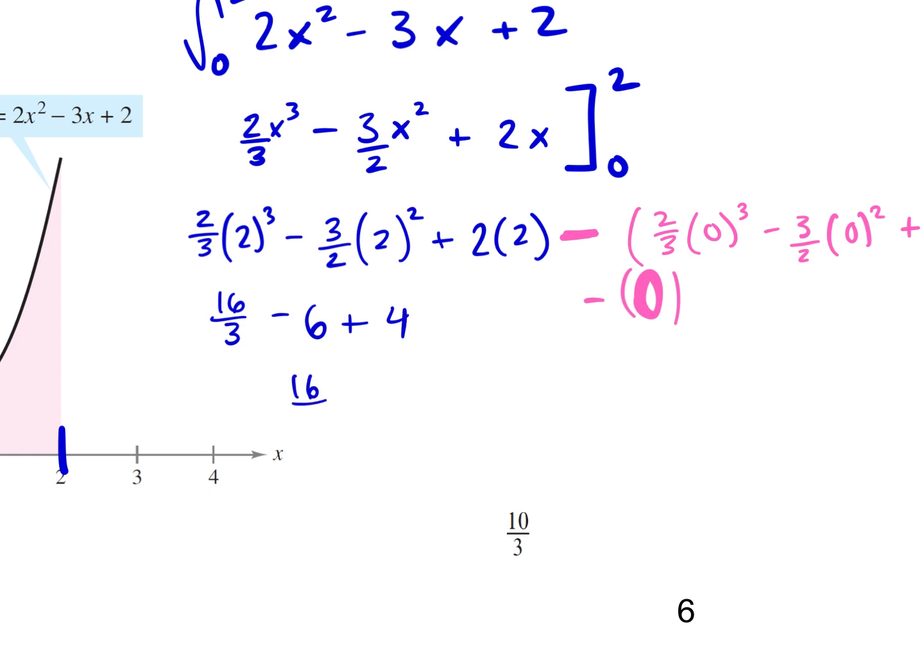So this would be 16 over 3 minus 2. Let's give it a common denominator. We can make it 6 over 3. And then this turns into 10 over 3. So that would be our area under the curve.